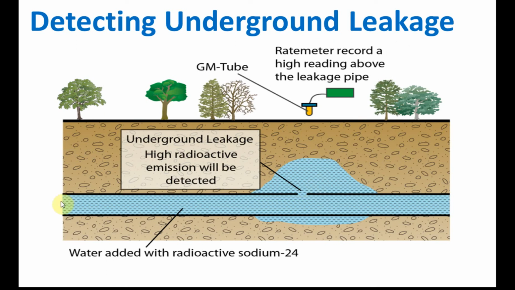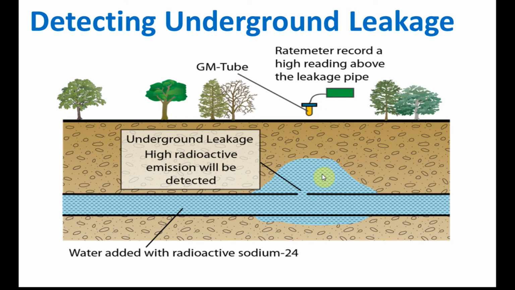For example, we have a water pipe here, and it leaks here. From the surface of the earth, we can't see, we don't know which part leaks because the water doesn't go to the surface. So what we can do is add radioisotopes into the water, and it moves along. We know there's a pipe here, but we don't know where it leaks. So we use detectors to move around.